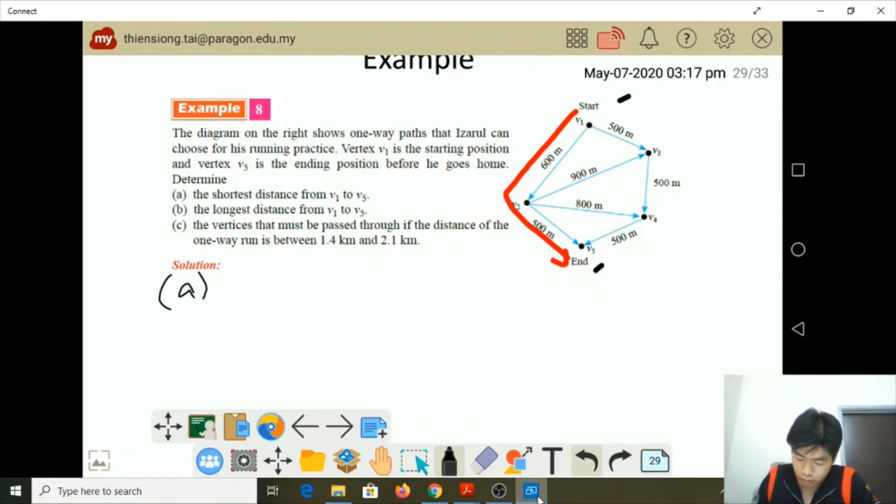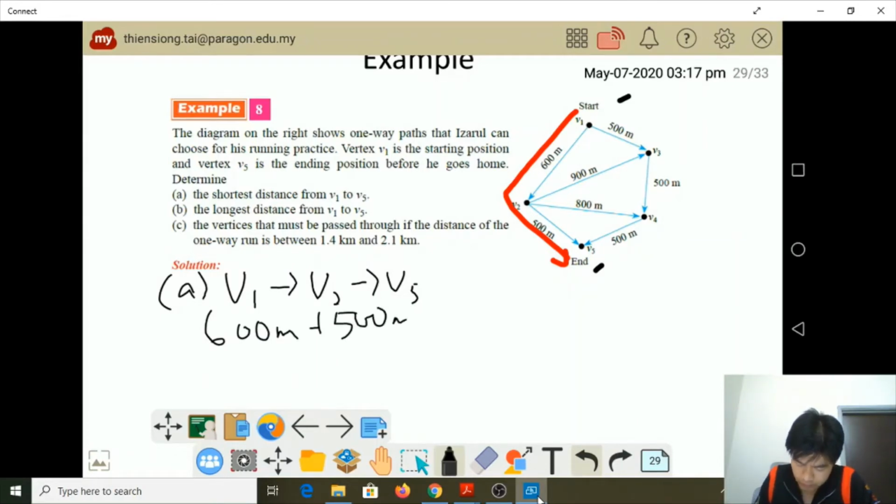So from V1 to V5, if the path that I choose is correct, we go from V1 to V2 to V5. The total distance covered is 600 meter plus 500 meter. So the answer is 1100 meter. This is the shortest distance.